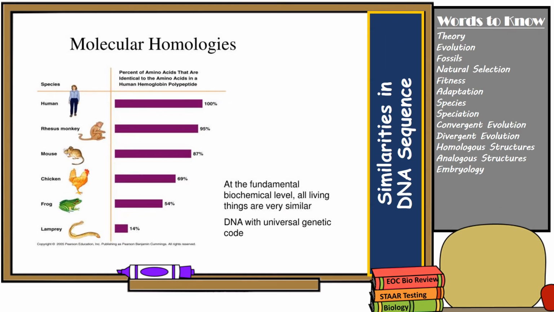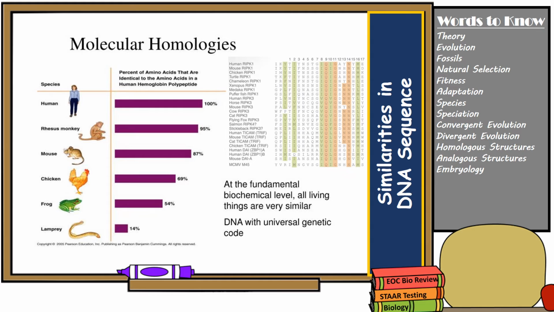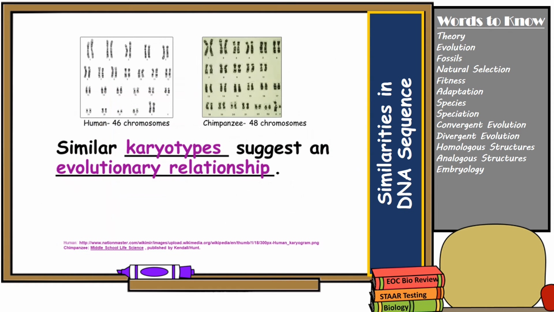Genetic diversity provides the raw material for evolution. Scientists have developed techniques for identifying evolutionary relationships among species. For example, comparisons of sequences of nucleotides in DNA and the amino acids in certain proteins can be used to show common ancestry. The more similarities between two DNA sequences or two amino acid sequences, the more closely related the organisms are. Similar karyotypes suggest an evolutionary relationship.